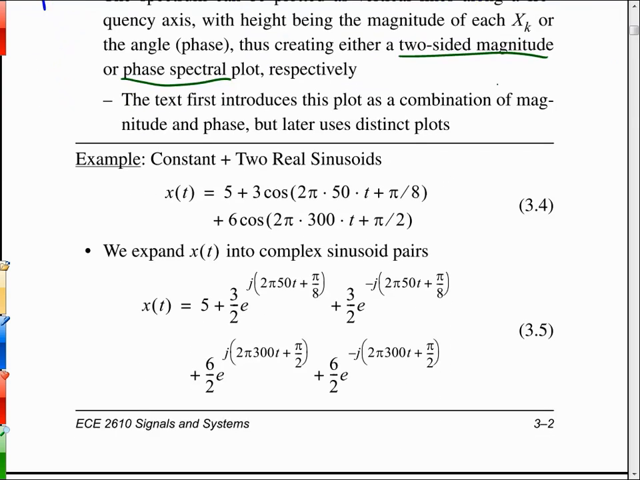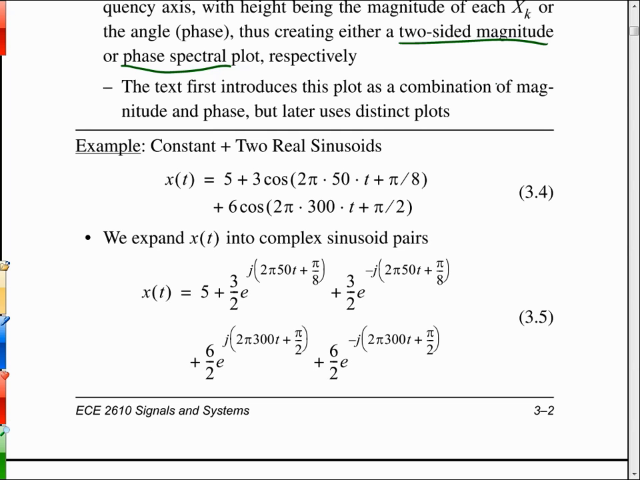So a starting example, and there are two examples on the worksheet that I gave you today. The starting point is three terms in our signal, a DC plus two cosine terms. And if we use Euler's inverse identity, we would expand each of the cosine terms into a pair of complex sinusoids. So we would group them up pairwise.